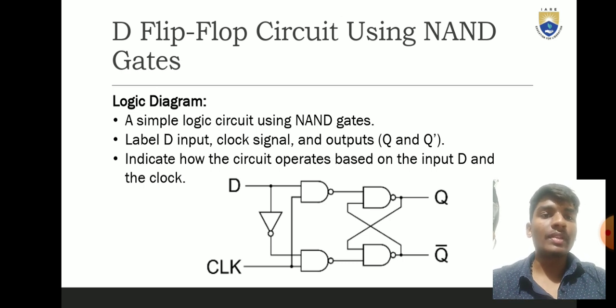So the input D is given to the first NAND gate, and clock is given to the second NAND gate, and the NOT gate output is given to the second NAND gate, which goes to the other two NAND gates. From that we will get the outputs Q and Q dash.